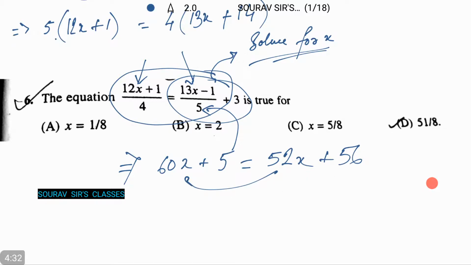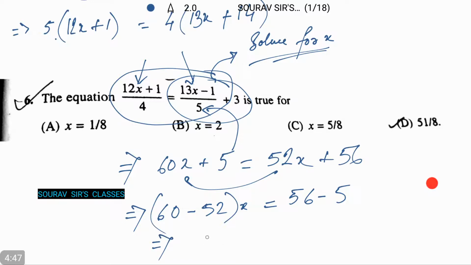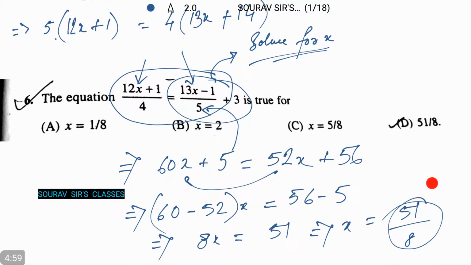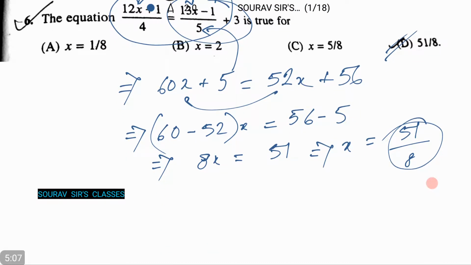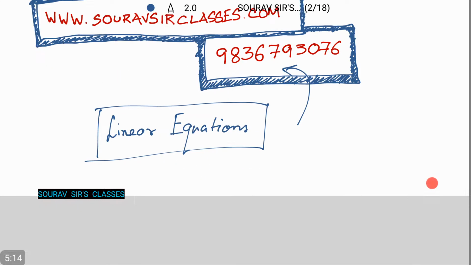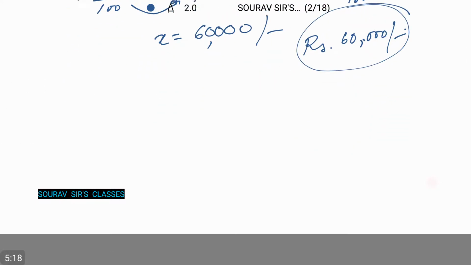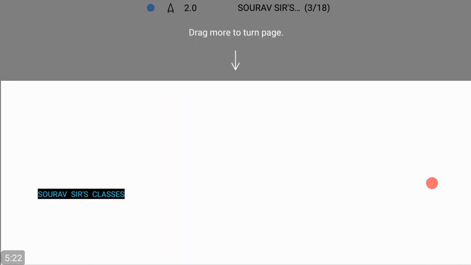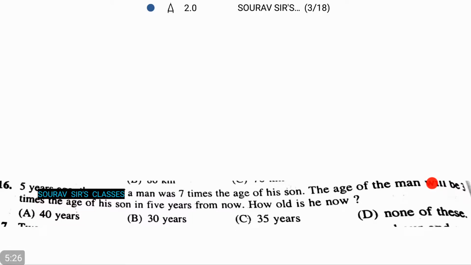So just take this here, we will transpose this and we'll have 60 minus 52x equals 56 minus 5. And on continuing this further, we will have 8x equals 51, which gives us x equals 51 divided by 8. That's your answer. Let's see if this matches. And that's there. So moving on to the next question, that's the previous one. Let me just pull this down. Yeah, that's there. All right.